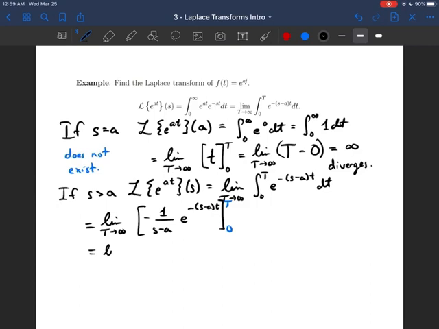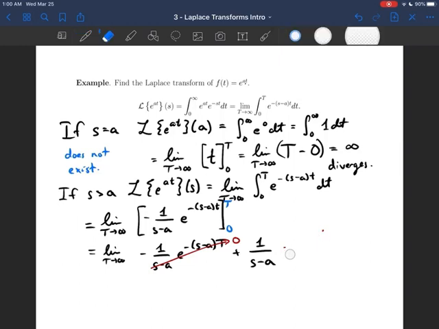Okay, so now we get the limit as T goes to infinity of plugging in the capital T: minus 1 over (s minus a) e to the minus (s minus a) T, plus, because minus minus, 1 over (s minus a). Now, remember s is greater than a, so s minus a is positive, with a negative sign there, and we're taking the limit as capital T goes to infinity. So this entire exponential form should go to 0. The second part, 1 over (s minus a), doesn't have any capital T in it, so we just get that constant, 1 over (s minus a).